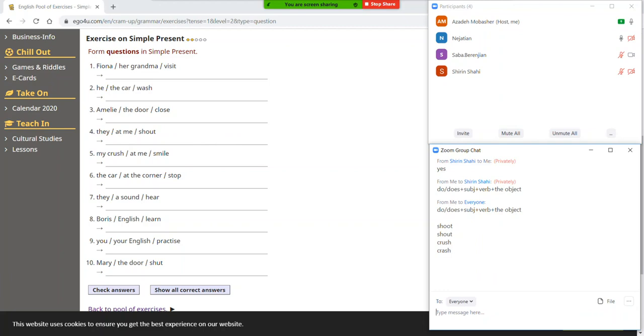Number six. Does the car stop at the corner? Very good. And Musa, it's stop, not stop. Stop. Yeah, stop. Okay. No, say it again. Number six again. Does the car stop at the corner? Very good. Does the car stop at the corner? Yes, very good.